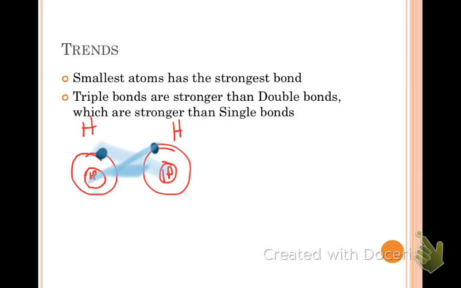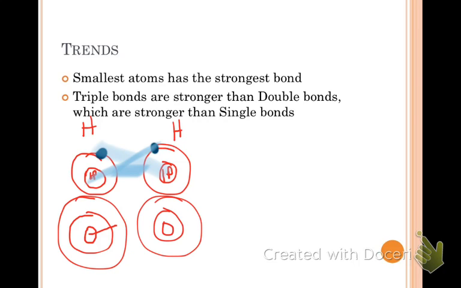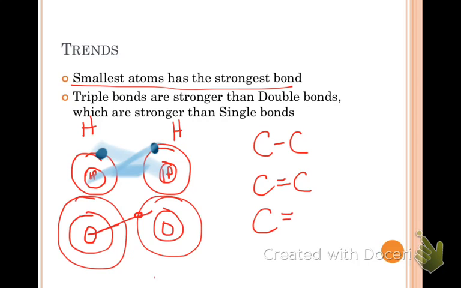So that ends up being a pretty strong bond, versus if you had something like chlorine. Here's the nucleus. And let's draw the shells. Since there's more shells in there, there's a greater distance between the nucleus of one chlorine and the outer electron of another chlorine. So the smaller the atom, the stronger the bond. Also, triple bonds are stronger than double bonds, which are stronger than single bonds. So if you had a carbon single bonded carbon versus a carbon double bonded carbon versus a carbon triple bonded carbon, the one with the triple bond has the most energy.